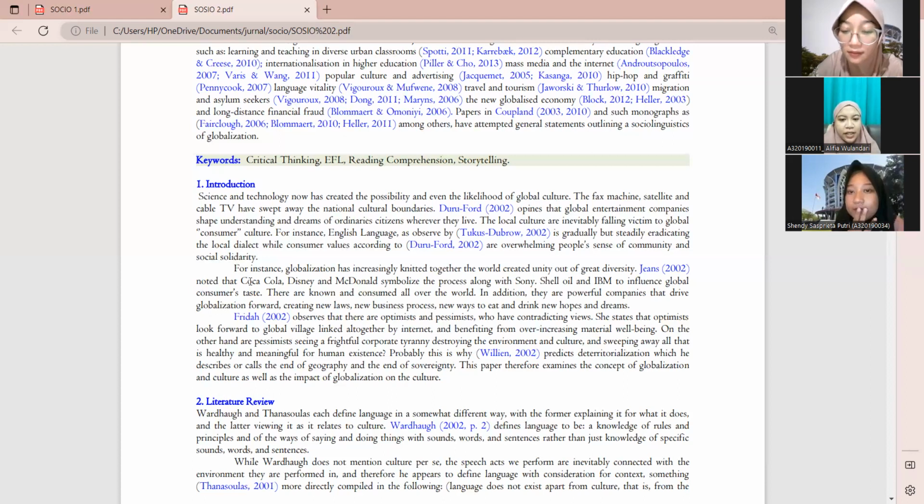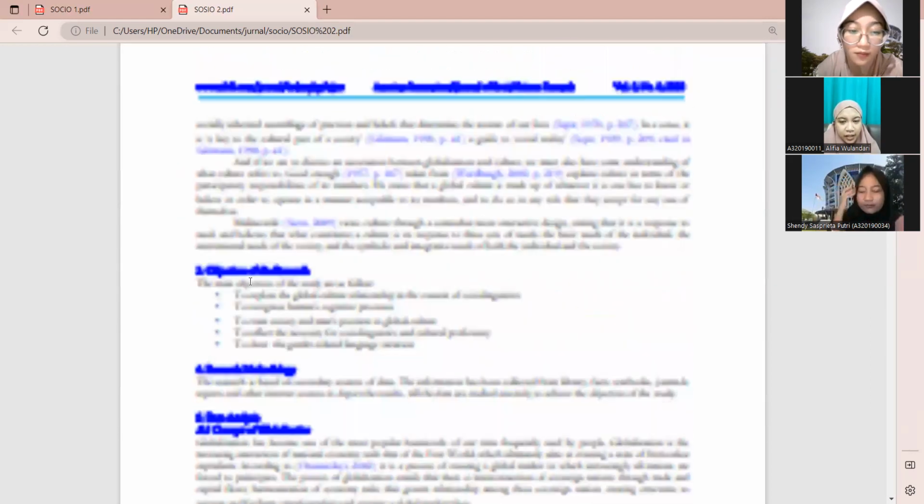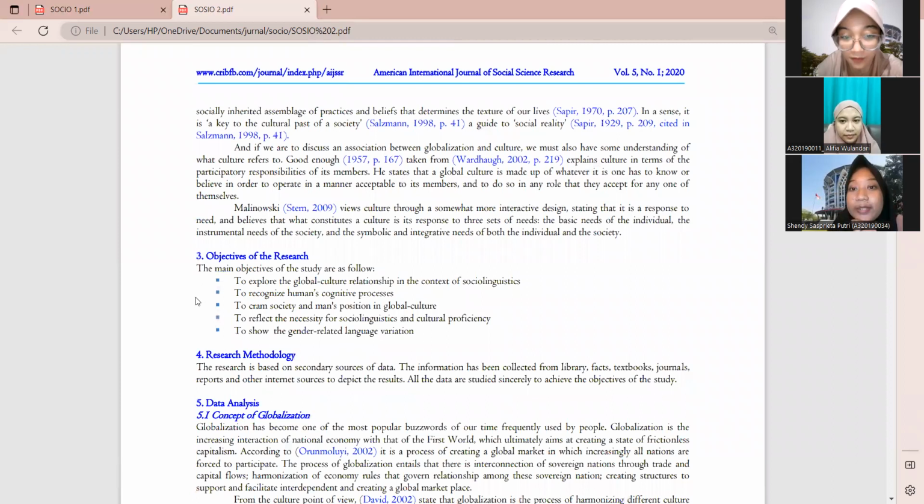Okay, the next, what is the objective of this article? The objective of this article is to explore the global culture relationship in the context of sociolinguistics, and then to recognize humans' cognitive processes, and then to cram society and man's position in global culture, and then to reflect the necessity for sociolinguistics and cultural proficiency, and the last one is to show the gender-related language variation.